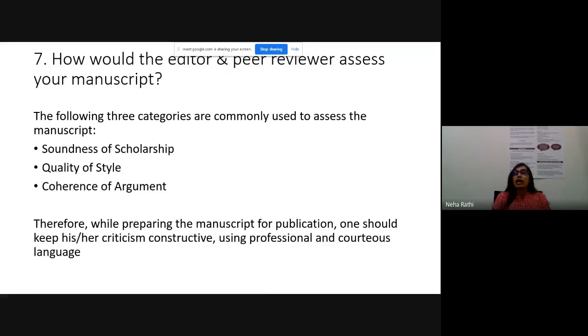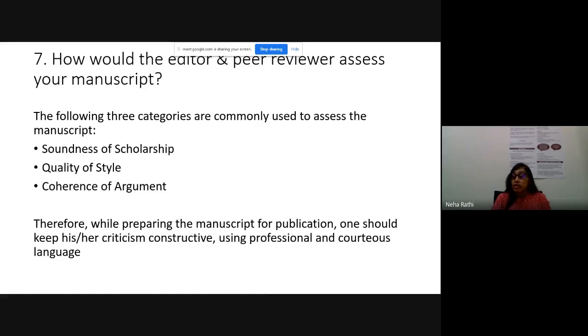How would the editor and peer reviewer assess your manuscript? There are 3 parameters on which your article is reviewed. One is soundness of scholarship. What does that mean? Here, soundness of scholarship means what kind of literature review you have done.